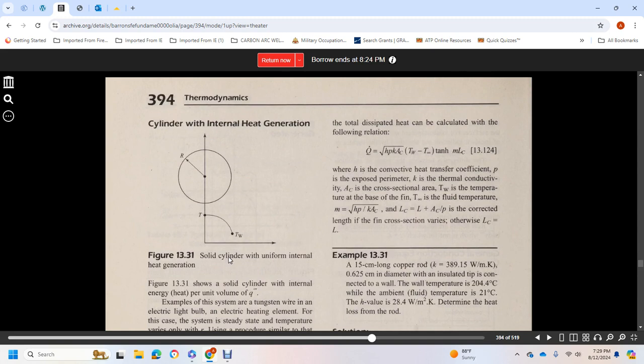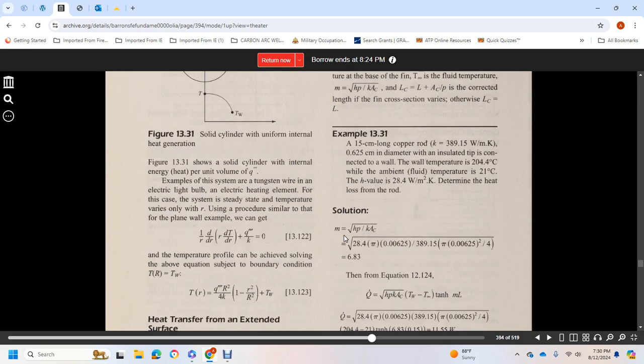Total dissipated heat can be calculated with the following equation. Here h is the convection heat transfer coefficient, k is the thermal conductivity, Ac is the cross-sectional area, Tw is the temperature at the base of the fin, T infinity is the fluid temperature, and m is the square root of hP over kAc. Lc is the corrected length of the fin, L plus Ac over P, where Ac is the cross-sectional area. For an insulated tip, Lc is equal to L.